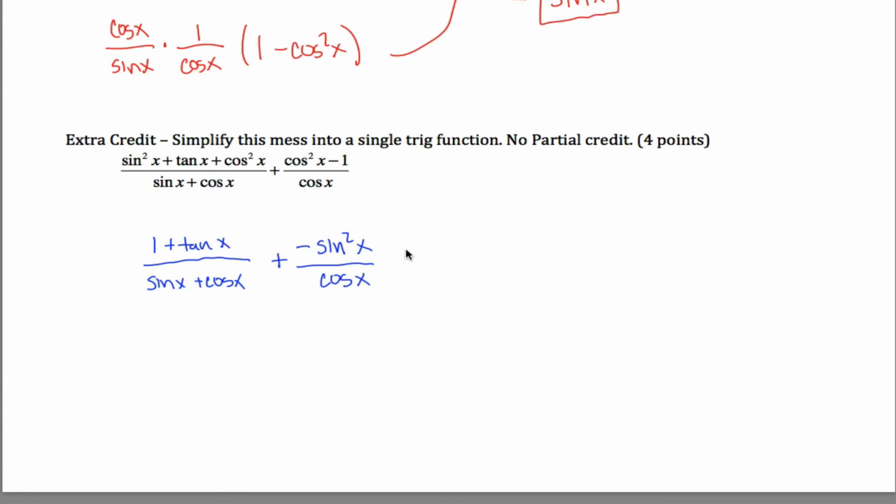At this stage, it's probably most natural to find a common denominator, to multiply this side by sine of x plus cosine of x over sine of x plus cosine of x, and multiply this side by cosine of x over cosine of x. It turns out there's other ways you can do this problem.